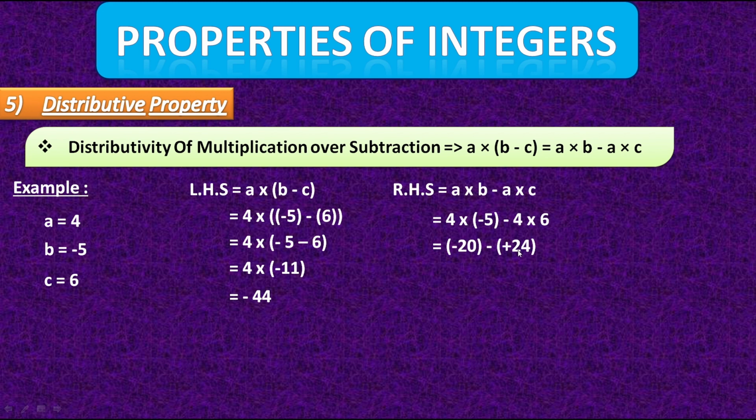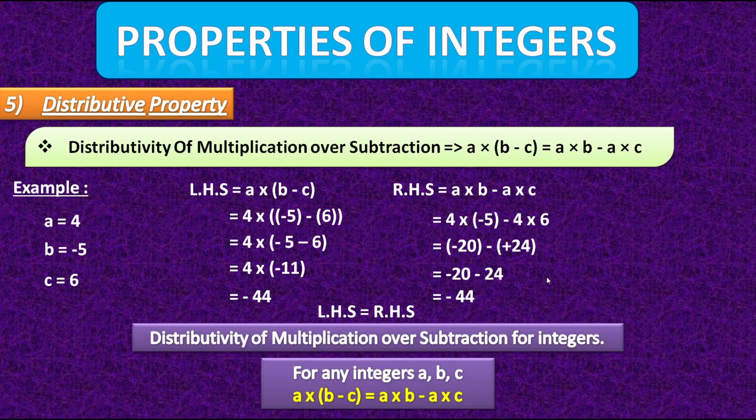So I got -20 minus (+24), and in between we have this minus sign. As we have a minus sign in between, we have to change the sign of the next digit. Therefore this becomes -20 minus 24. Now both numbers have the same sign, therefore we have to add them. 20 plus 24 is equal to 44 with minus sign, because the bigger number has the minus sign. So we got LHS equal to RHS. Therefore, distributivity of multiplication over subtraction for integers holds. For any integers A, B, C, we can say A into (B minus C) is equal to A into B minus A into C.